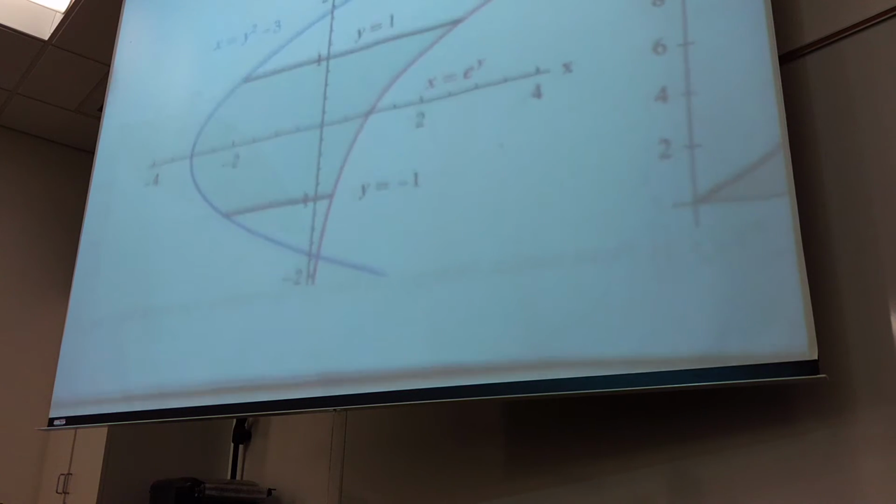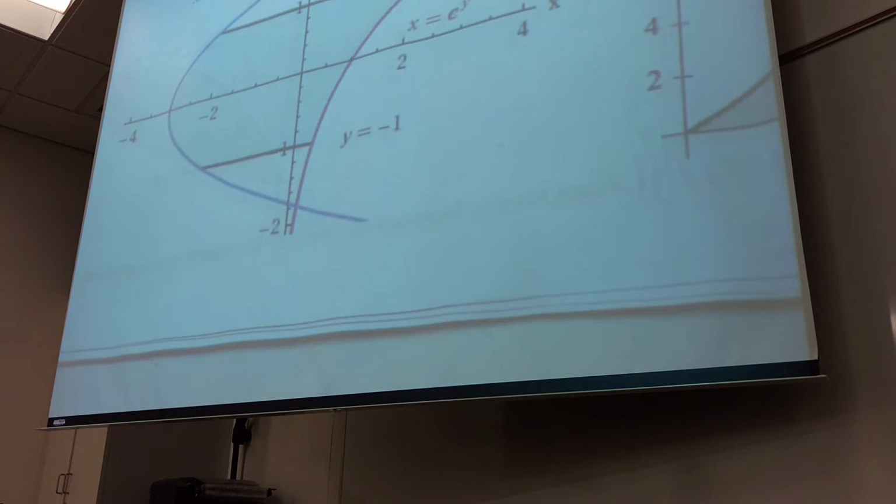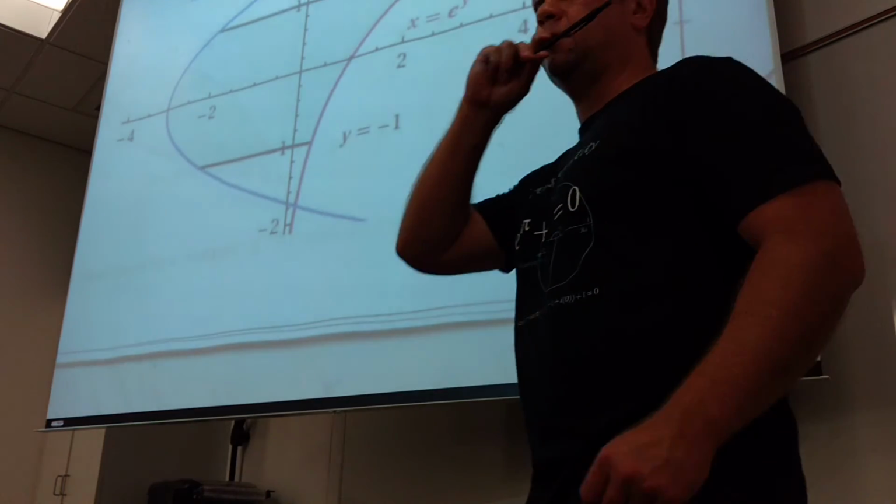What about the one that has color here? This one's neat. y squared minus 3 times.